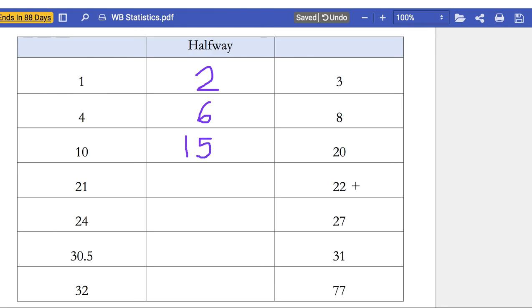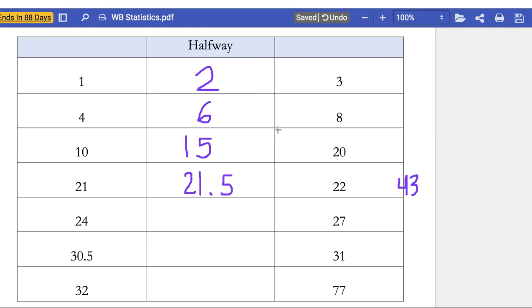21 and 22. It would be better to just see that 21.5 is going to be halfway in between, right? But we can use our method and get the same answer. 21 plus 22 is 43. 43 divided by 2. Well, 42 divided by 2 is 21. And then we have another whole to split in half, so 21.5.